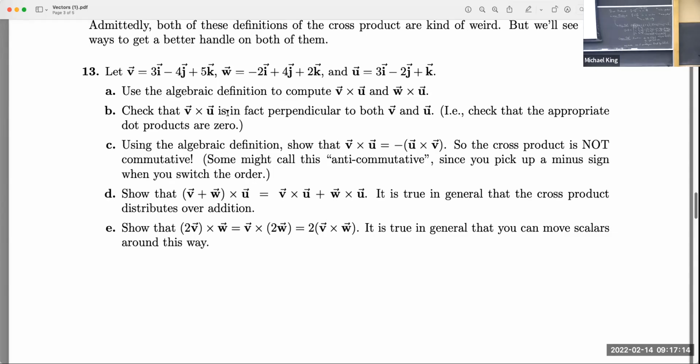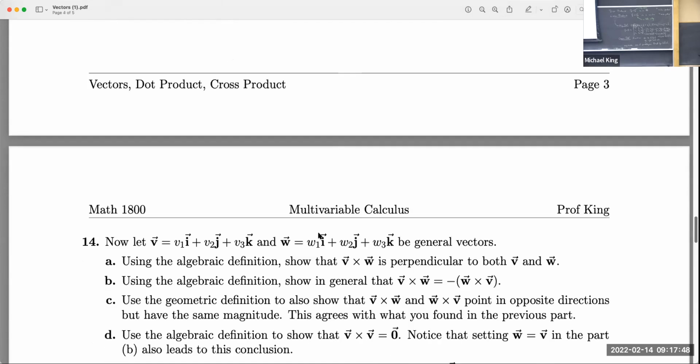So, you know, I had you compute V cross U, W cross U, and check that it is actually perpendicular to both V and U, which is kind of nice that it works out. It's anti-commutative. It distributes over addition. You can move scalars around. Not super surprising, but it behaves nicely, kind of like a multiplication does. Dot product had these same two properties, right? But let's talk about the general.